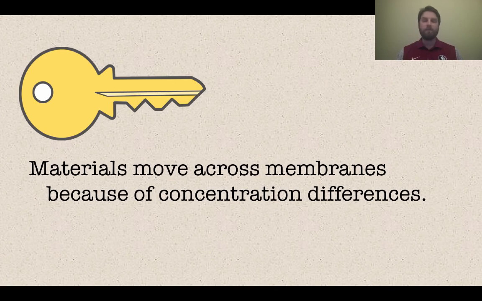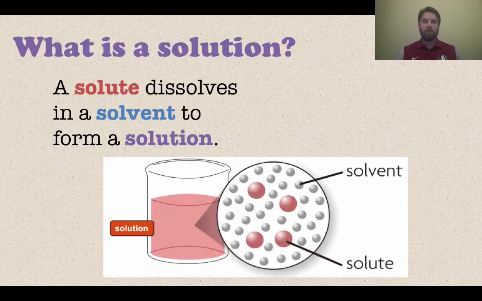So let's look at three different types of solutions, and first we're going to discover what a solution is. A solution is a solute that dissolves in a solvent to form a solution. In the picture here you can see that the Kool-Aid looking stuff is the solution, and in this case, if it was Kool-Aid, the solute would be the Kool-Aid powder and the solvent would be water. Water in most cases is the solvent in almost all solutions that we're going to look at today.